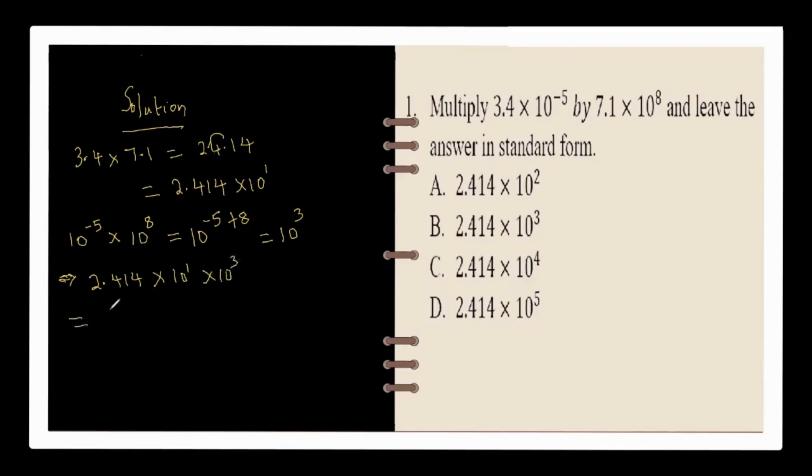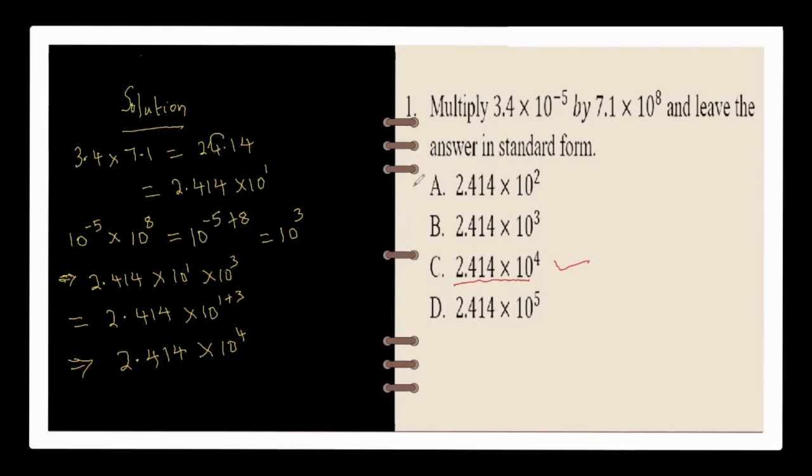This becomes 2.414 times 10 raised to power 1 plus 3, still using the law of indices. And finally, this gives us 2.414 times 10 raised to power 4. Now, when we look at the options, you agree with me that option C matches the final answer. So option C is the correct answer. Now let's proceed to the next question.